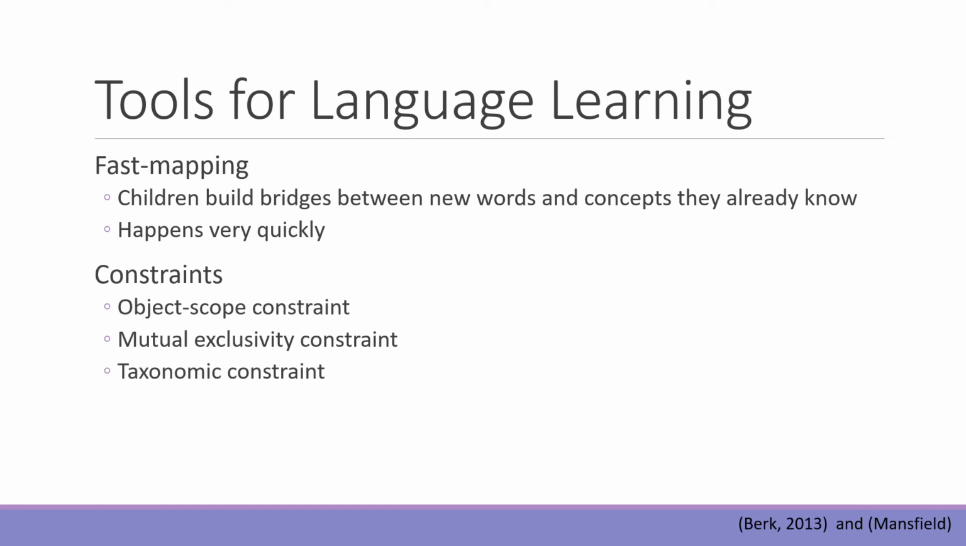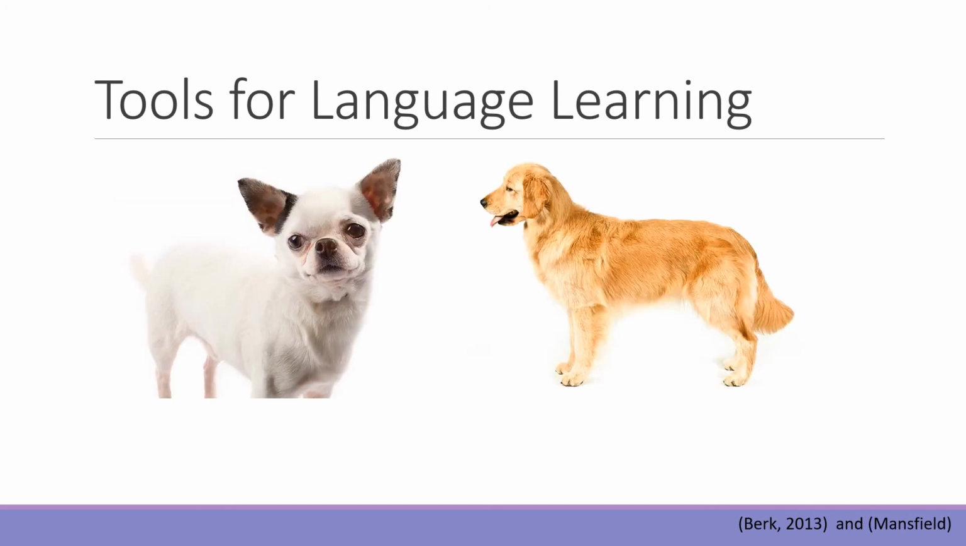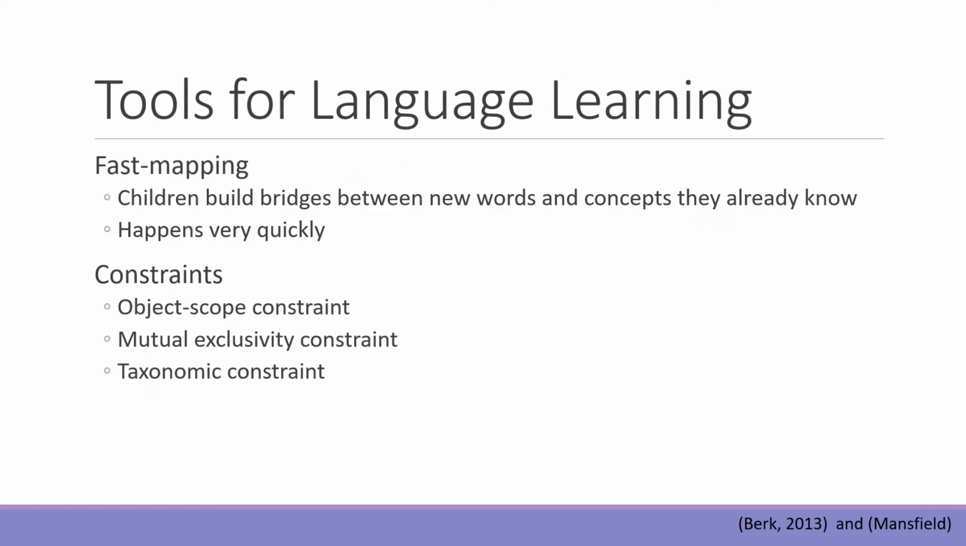Finally, another is the taxonomic constraint. This is the assumption that words can refer to categories of like objects. Two things with similar characteristics can share a categorical name even if those two things are not exactly the same. This is how a child learns that a Chihuahua and a Golden Retriever are both dogs, even if they don't look the same. This can also help explain why some kids call many different types of furry four-legged animals doggy.